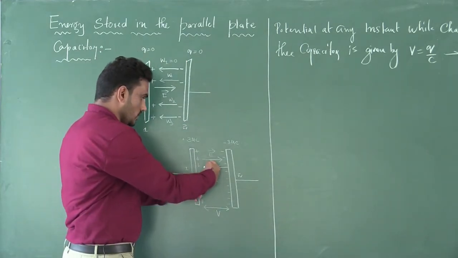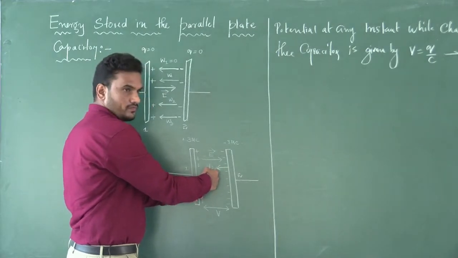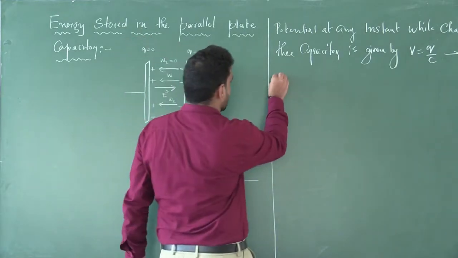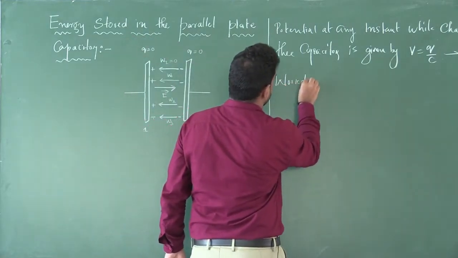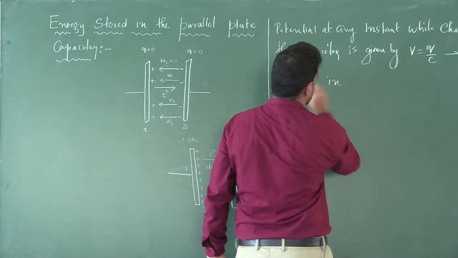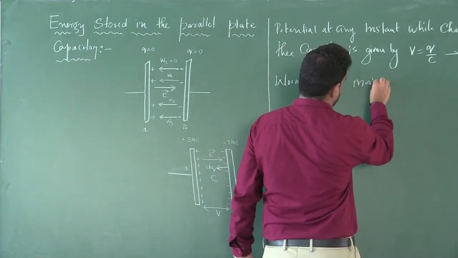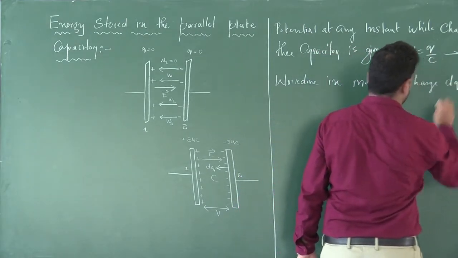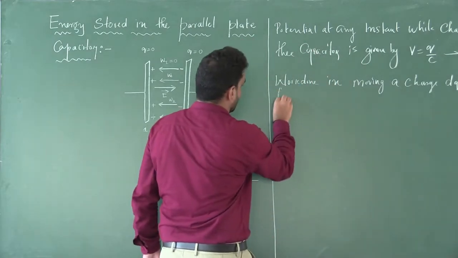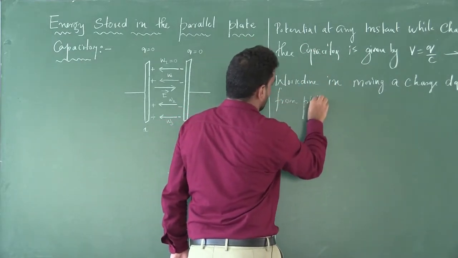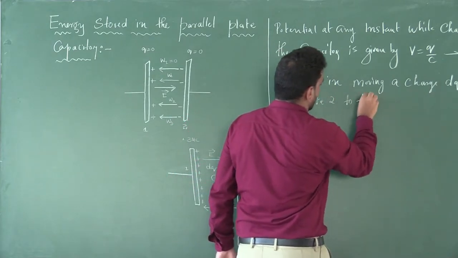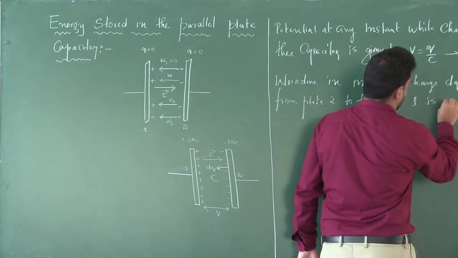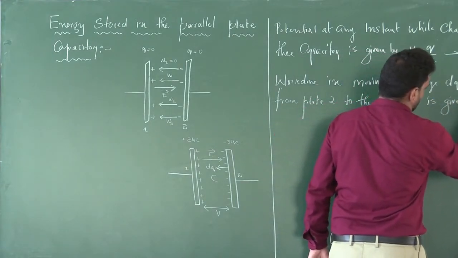Just now I told you that to transfer the charge dq, we require some amount of work done. What is the work done? Let's see now. Work done in moving or transferring a charge dq from plate 2 to plate 1 is given by, so what is the work done?